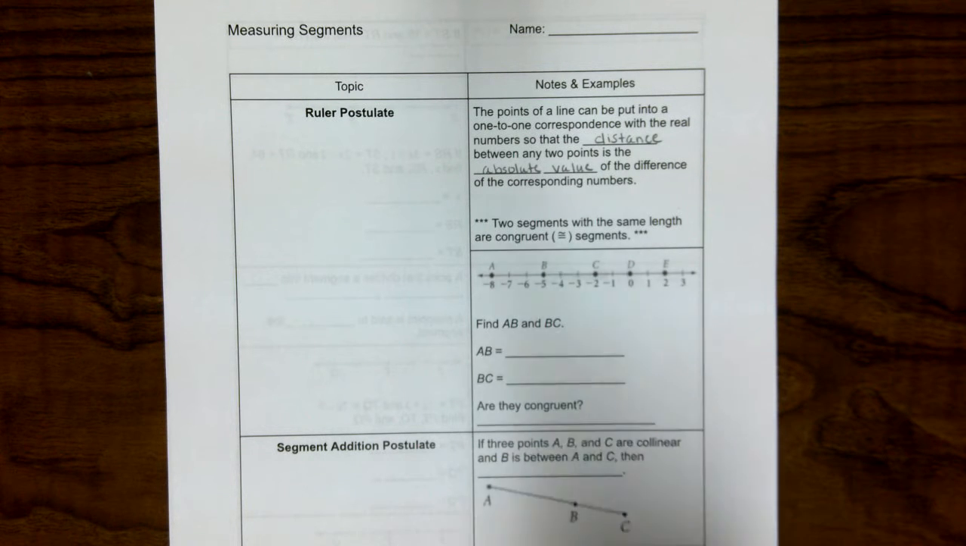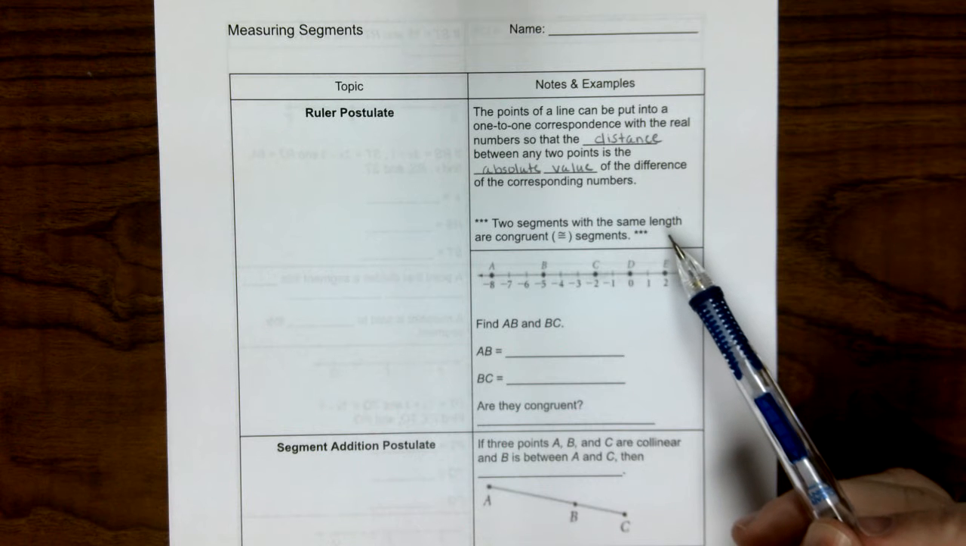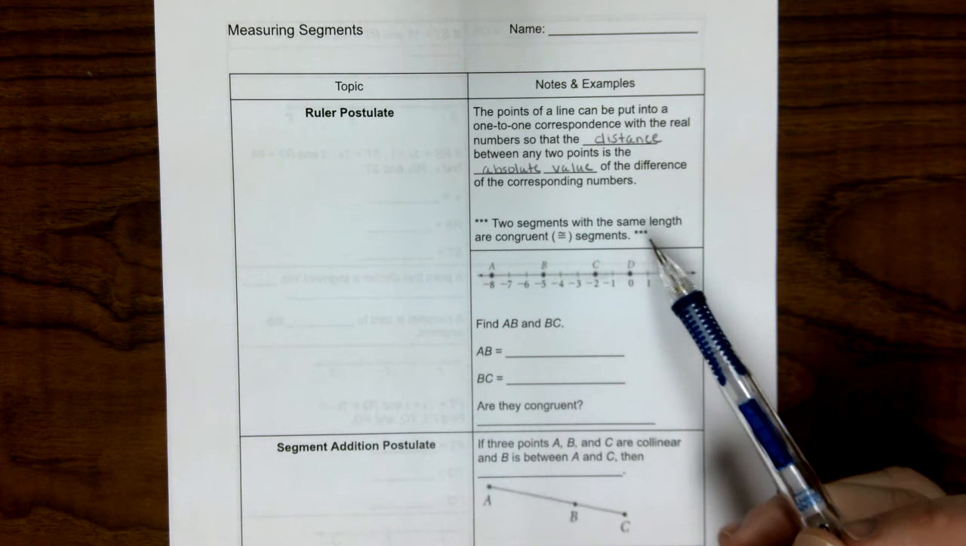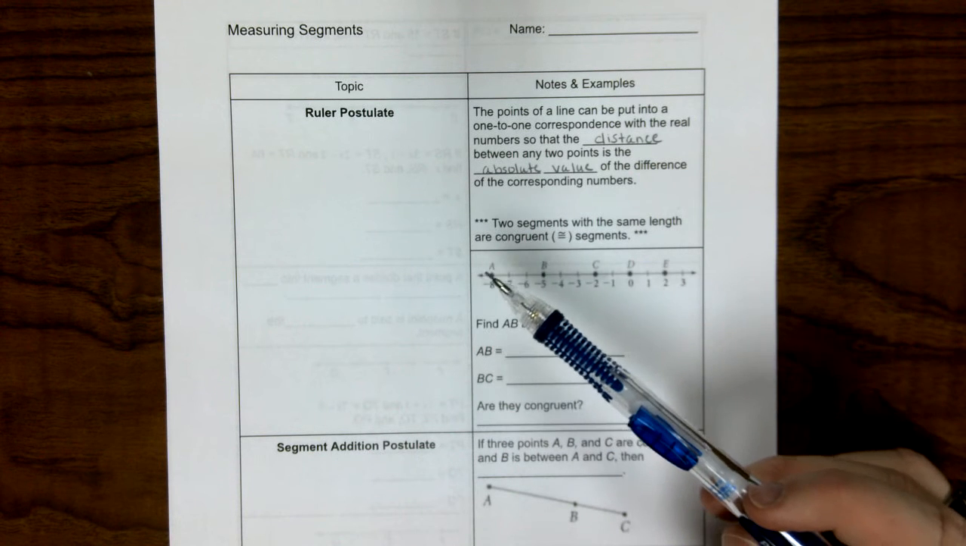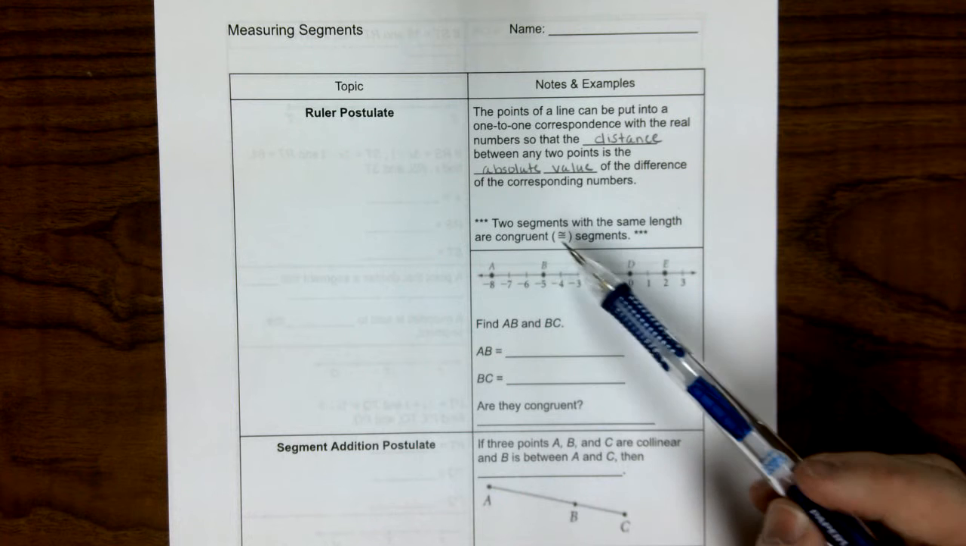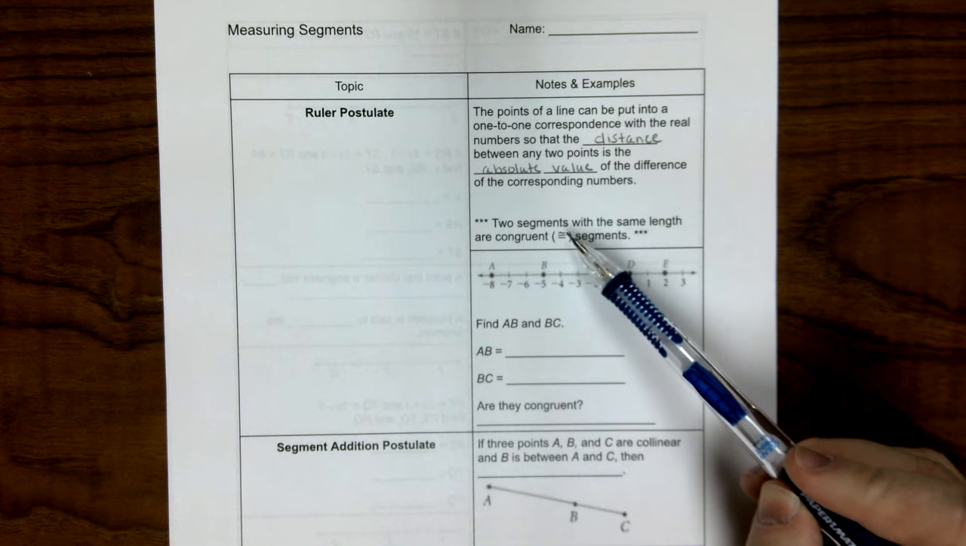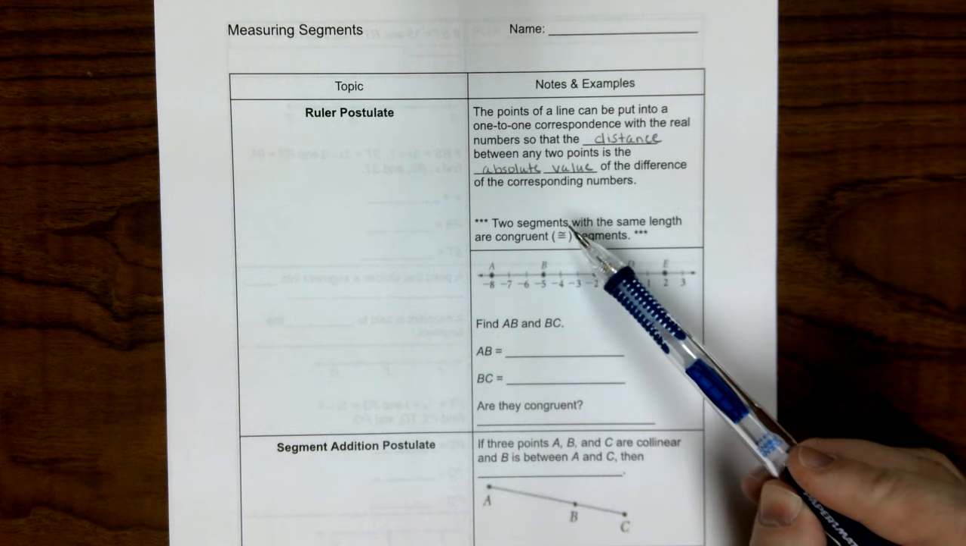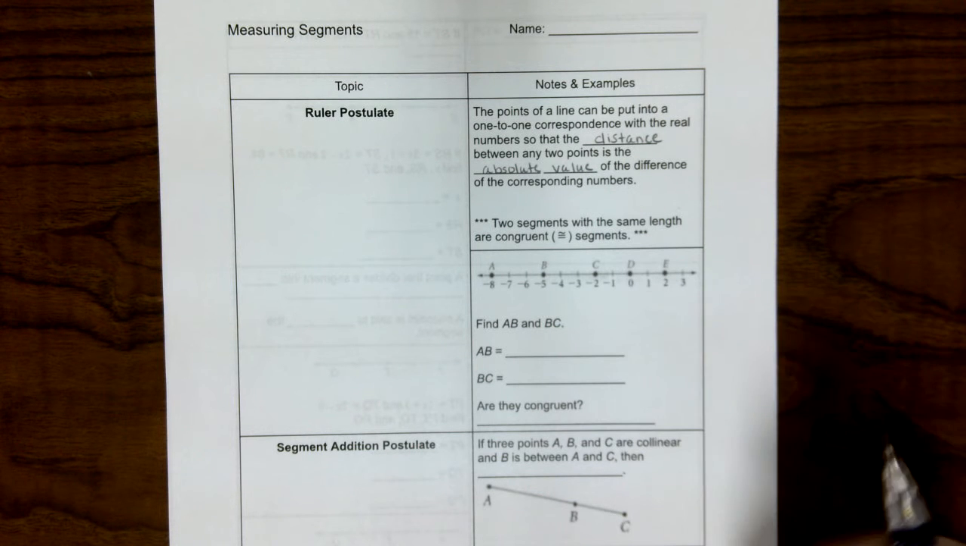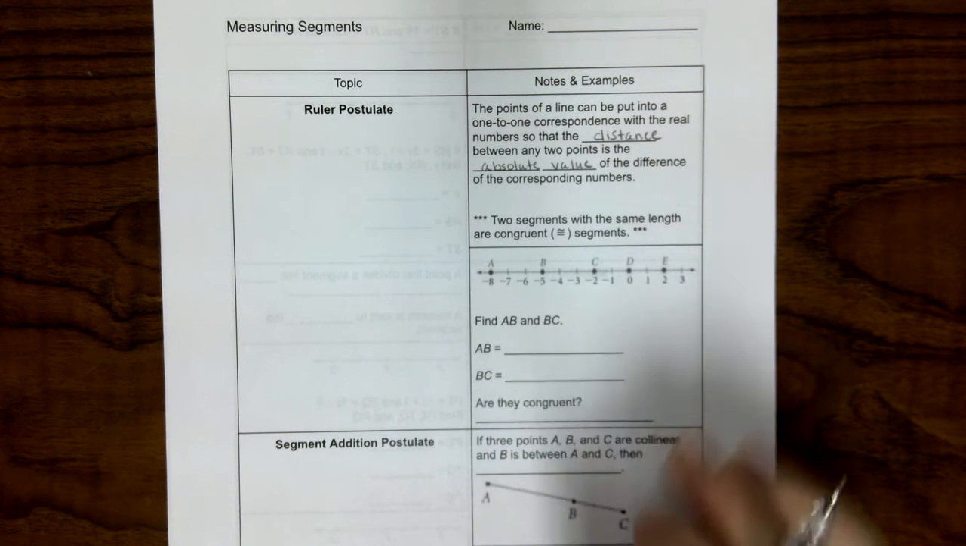And also something important here: if two segments have the same exact length, we say they are congruent. Probably heard that word before. And the symbol for congruency is an equal sign with a squiggle, or a tilde I would call it, on top. Okay, all right, let's use this ruler postulate.